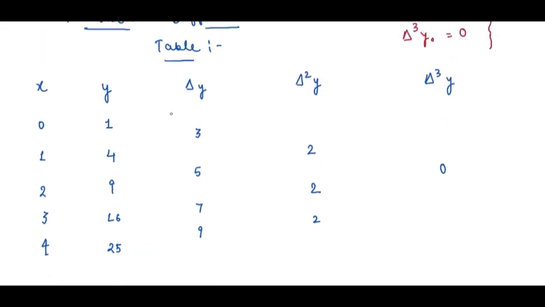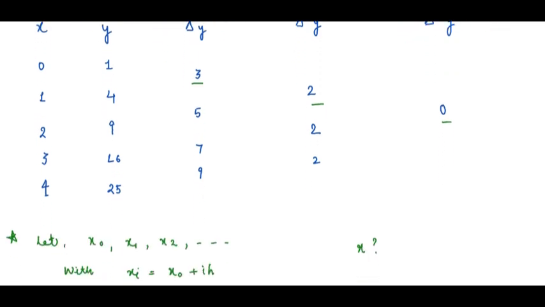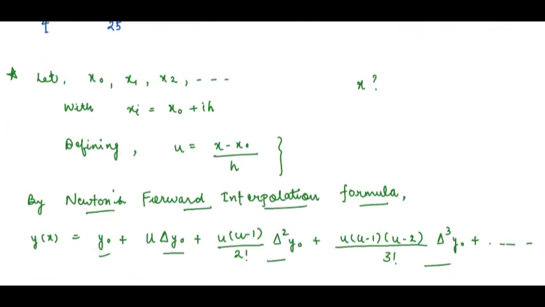Now notice that all the references are taken from the first row only: this del y0, this del square y0, and this del cube y0. And this is an important characteristic of Newton forward interpolation.